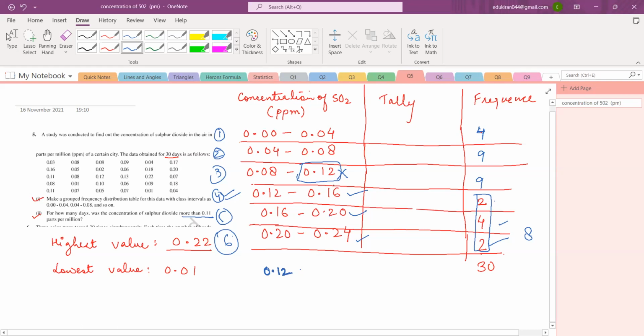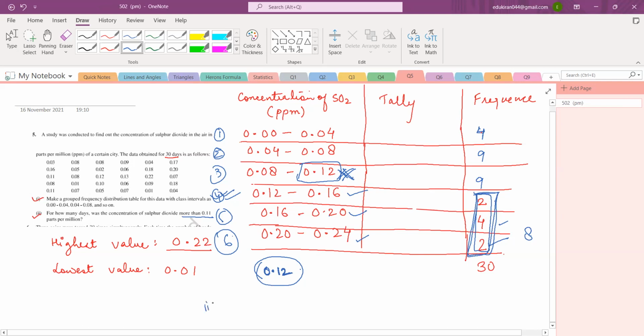So just look at the question carefully while you do it. It is saying more than 0.11. That means you have to start with 0.12, and 0.12 will not come in the row third. It will come in the row 4, and that is why you are adding from row 4 only. Clear to all of you?